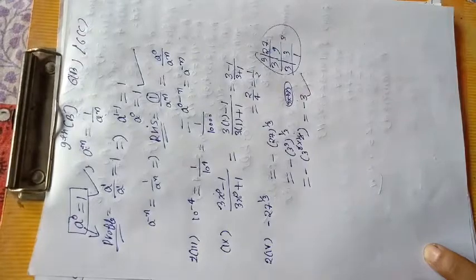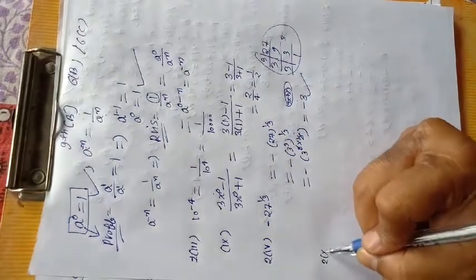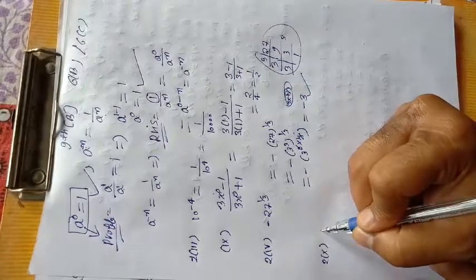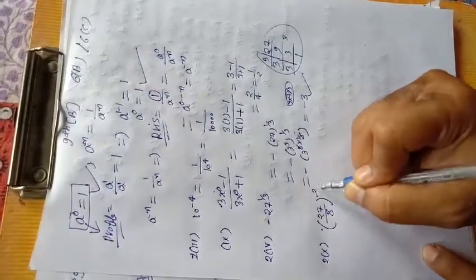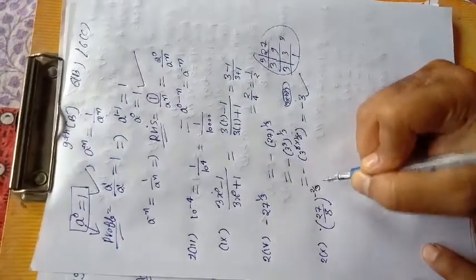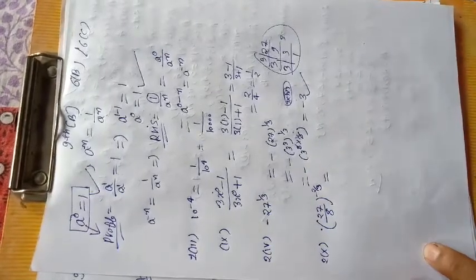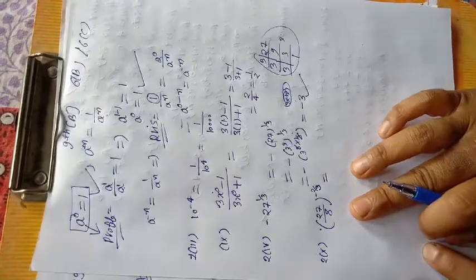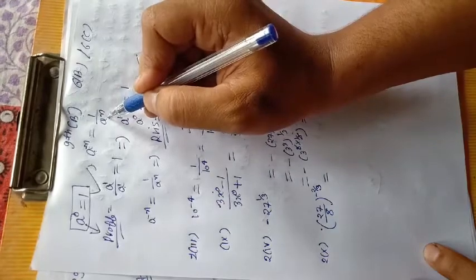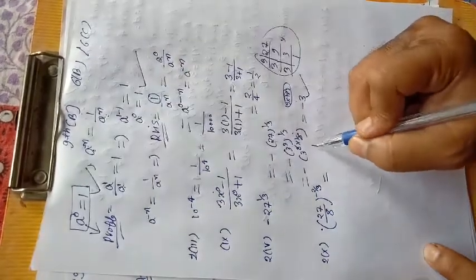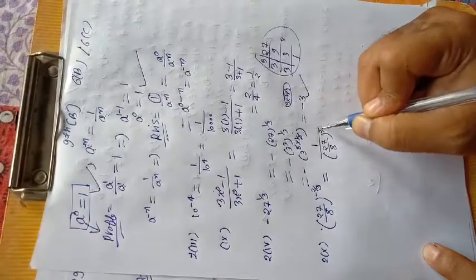Okay, now next question number 10, 10th part. Find the value of 27 upon 8 to the power minus 2 upon 3. Now we have to solve this type of equation according to the situation. We use a to the power minus n equals 1 upon a to the power n. So this equals 1 upon 27 upon 8 to the power 2 upon 3.